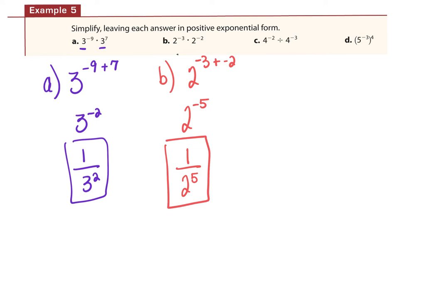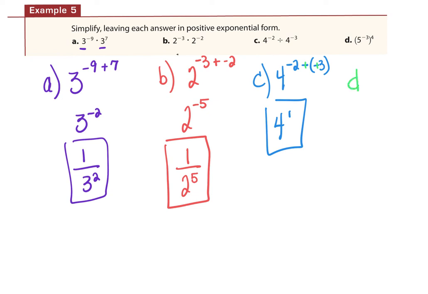Let's look at the next one. I am dividing like bases. What do I do with those exponents? Dividing, you subtract. -2 minus a -3. What is that? Yeah, it's plus a positive. So I actually end up with 4 to the +1, and I don't have to move it. It's already in positive exponential form, yes? 4 to the +1.